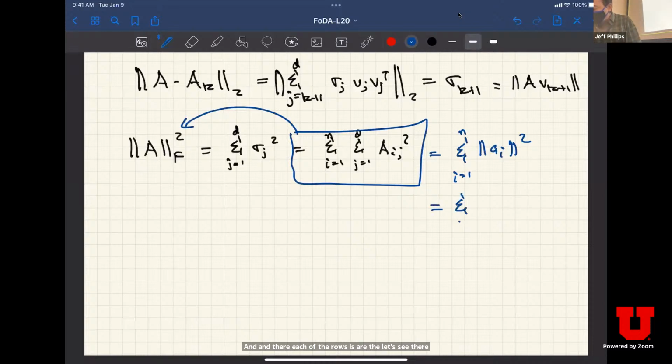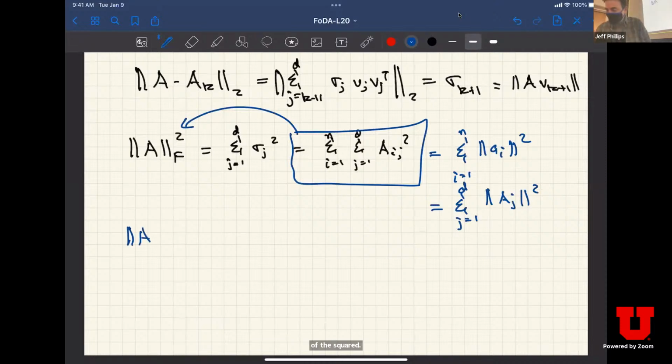a_j, so this would be the jth column. I could sum up along the columns as well. Think of it this way. If I look at the effect of the jth column, but now in the rotated space, that's going to be equivalent to the sum of the squared singular values, sigma j squared.